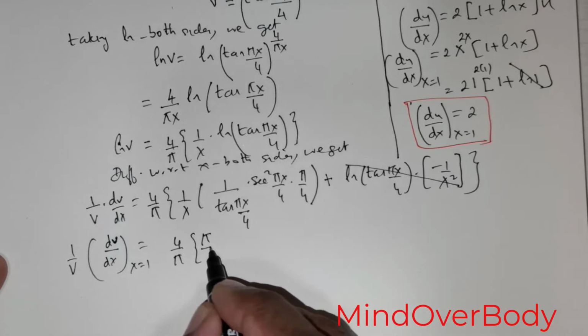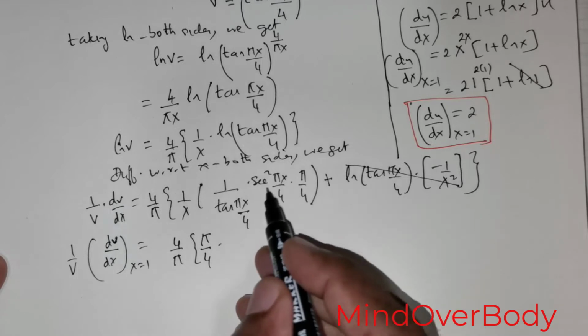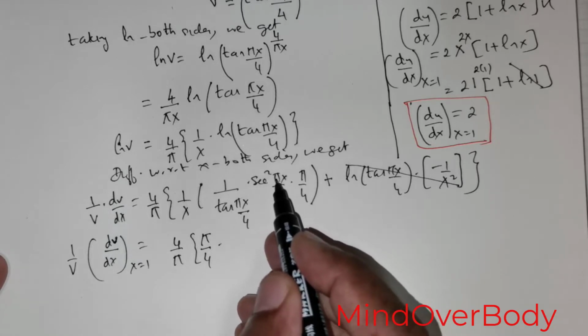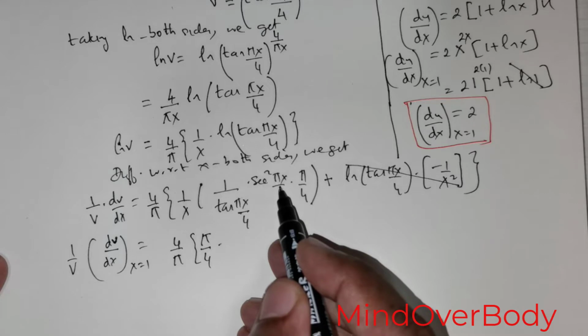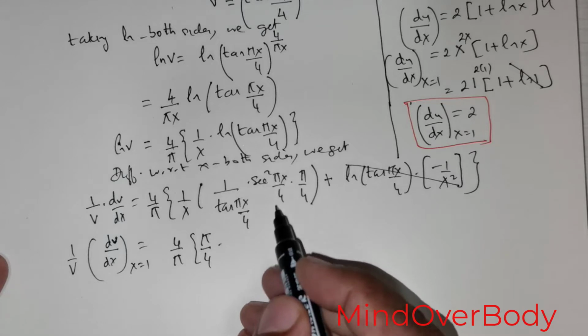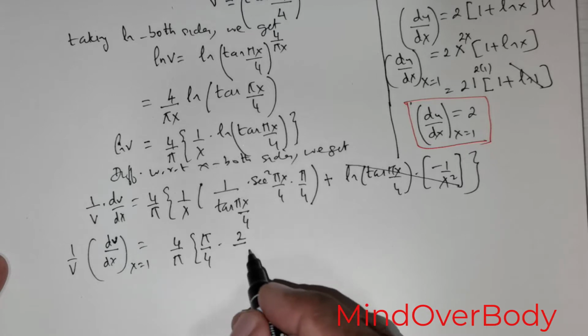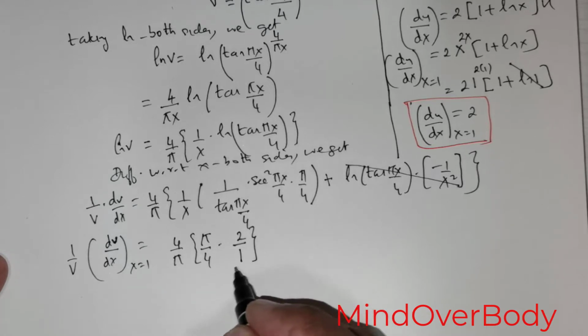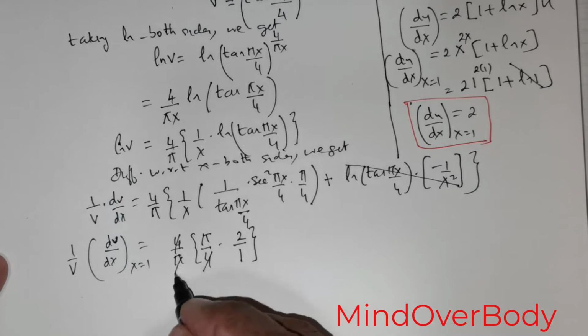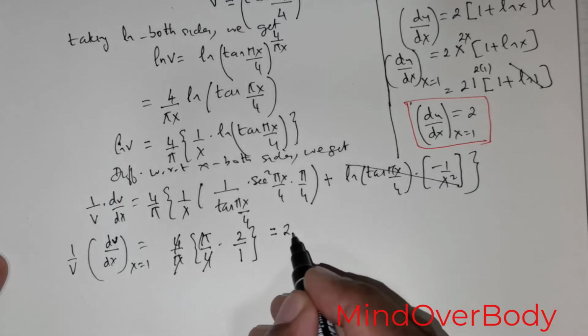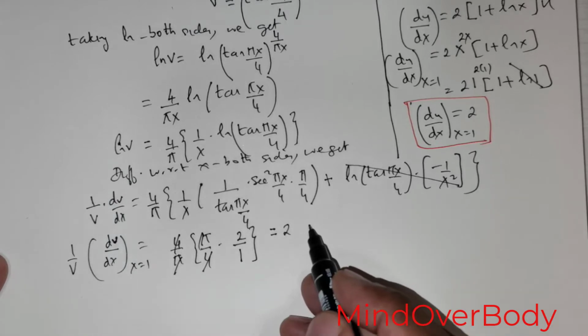So let me place that pi over 4 here times secant squared pi over 4. Now what is that? That's going to be 2. So I got a 2 here. This is x is equal to 1, tan pi over 4 is going to be 1. So this is what I've got. So clearly 4 over pi can be cancelled, giving me 2. Of course this v comes over here, right?